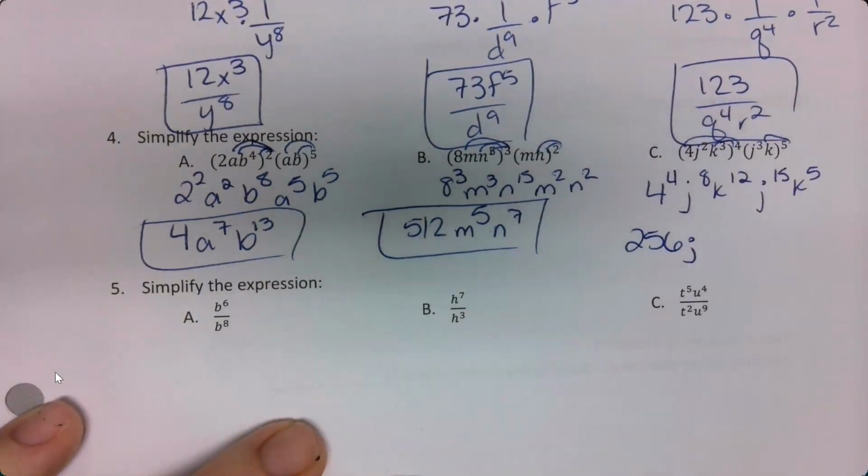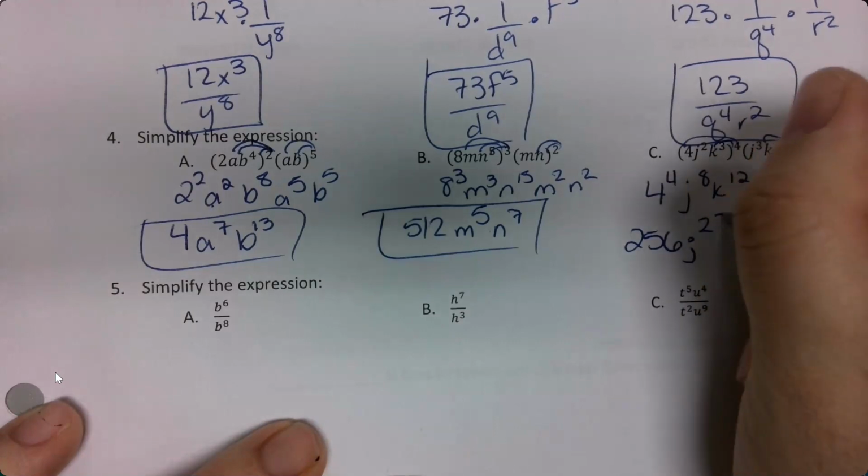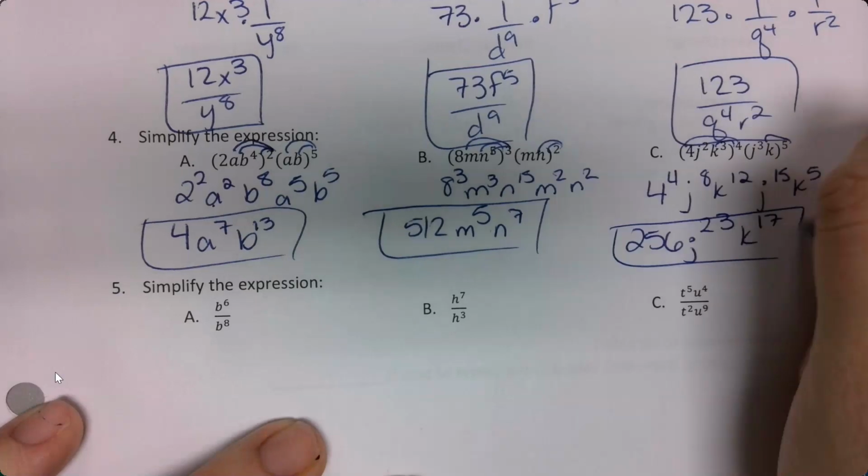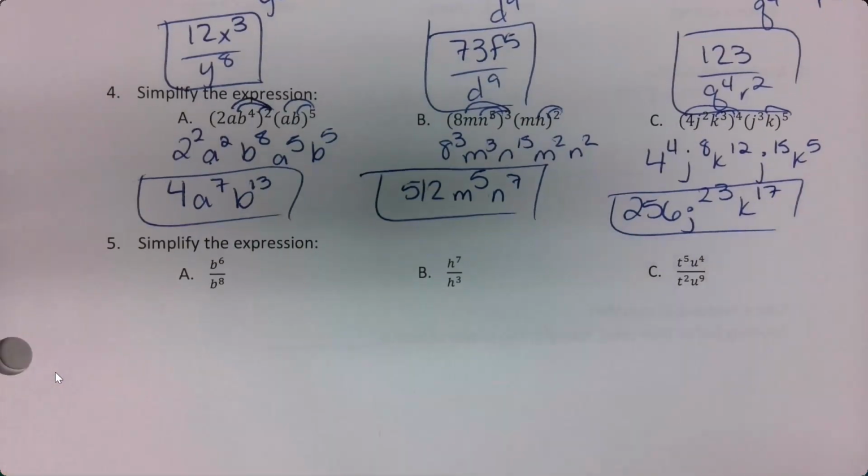Then I want to add my exponents on j. 8 plus 15 is 23. And then on k, 12 plus 5 is 17. 5 wants me to simplify these fraction ones.